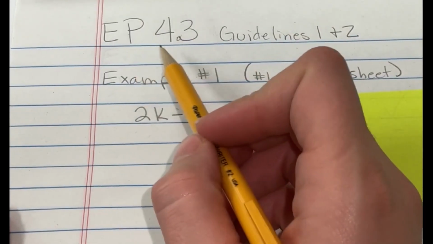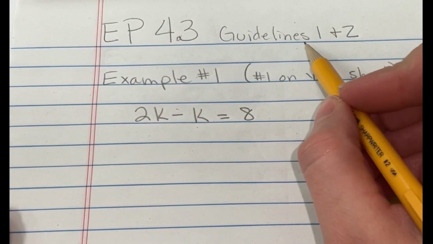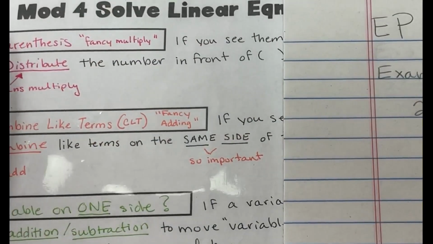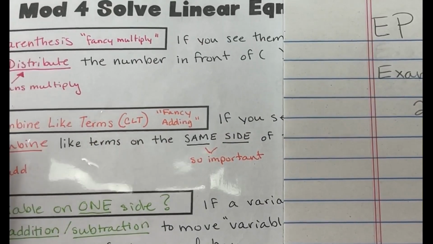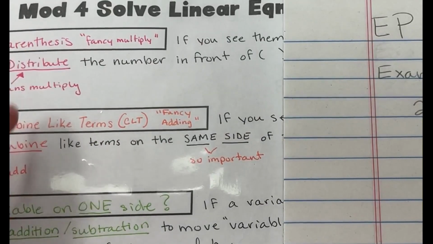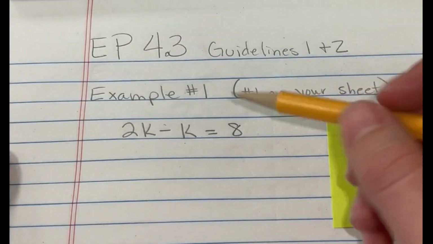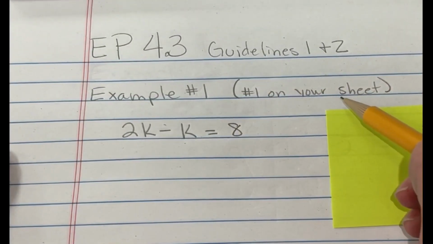All right, so here's Edpuzzle 4.3 where we're going to work with guidelines 1 and 2. So guidelines 1 and 2, we talked about parentheses and then combining like terms. So we will be seeing those in this video. So first we're going to start with example number 1, and this is number 1 on your sheet.